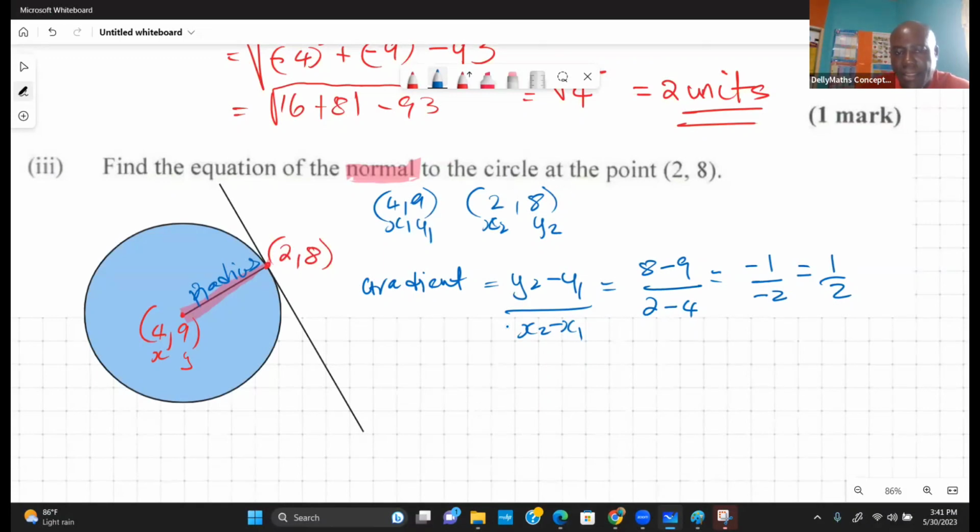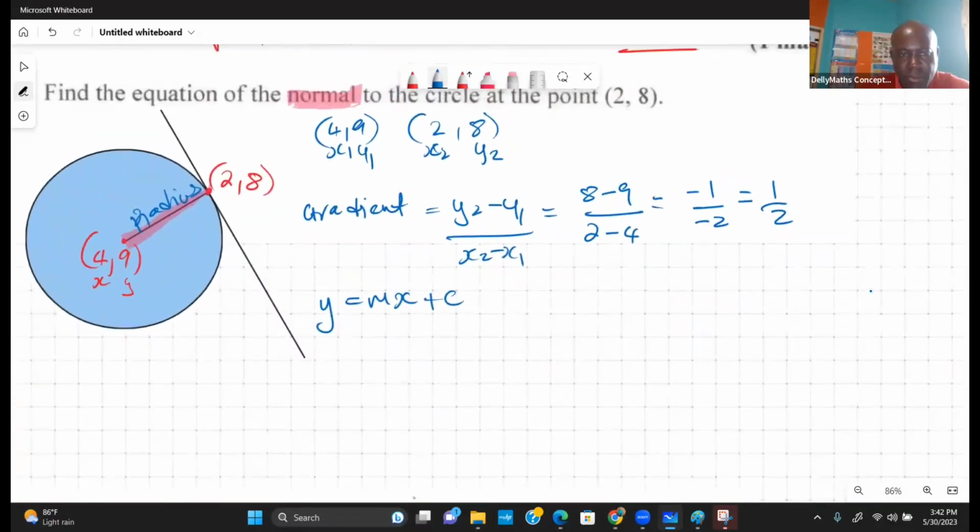Now, if I'm going to write the equation, then I could simply say, using y equal to mx plus c, I'm going to try to find c. There are a few ways you could do it. I'm going to take any one of the points. Let us say I take 4, 9. This is x, this is y. So 9 is for the y, which is equal to m, which is a half gradient, times x, which is 4, plus c.